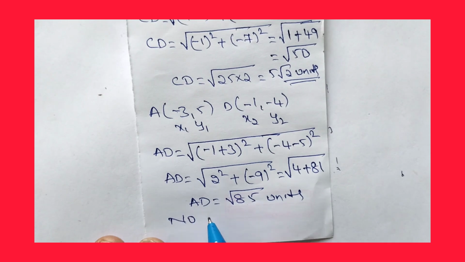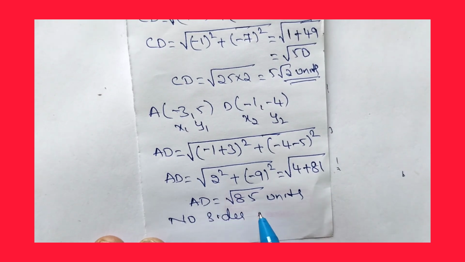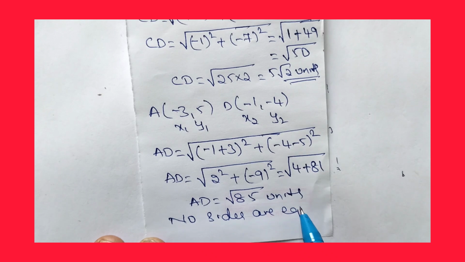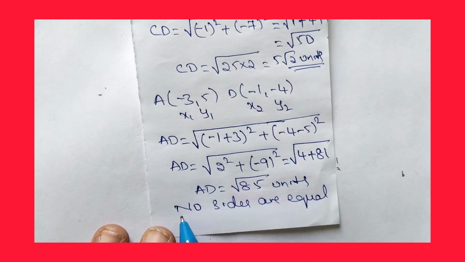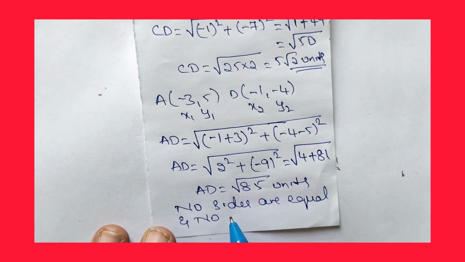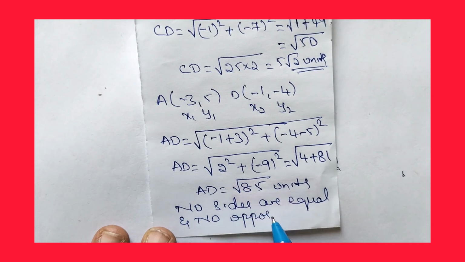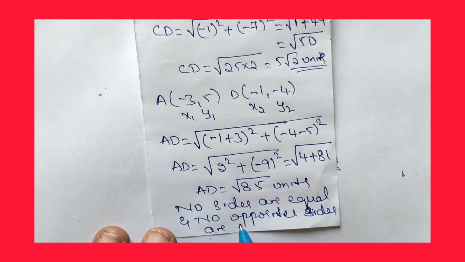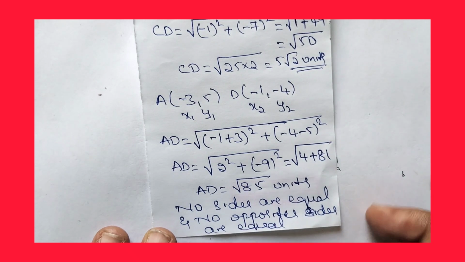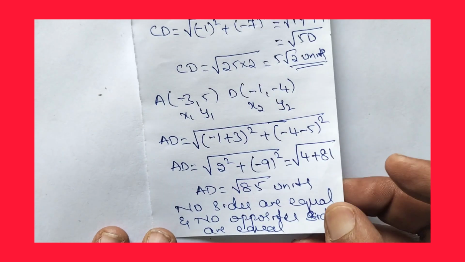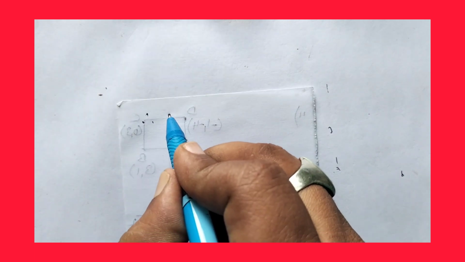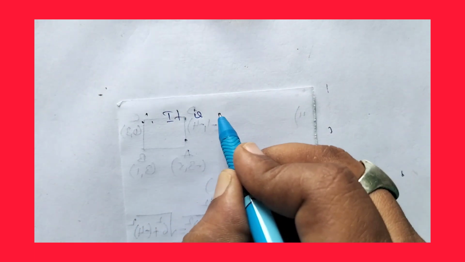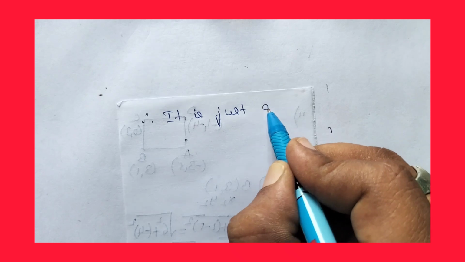So no sides are equal, and no opposite sides are equal. So all the sides are not equal, and even opposite sides are also not equal. Therefore, it is just a quadrilateral.